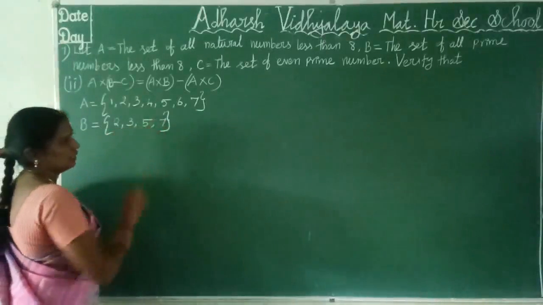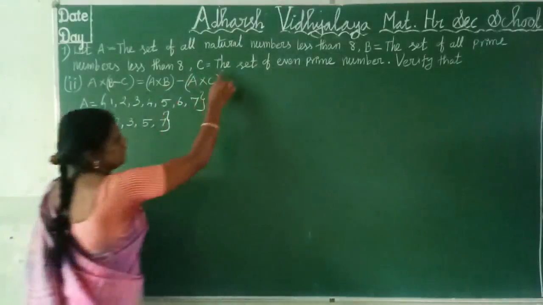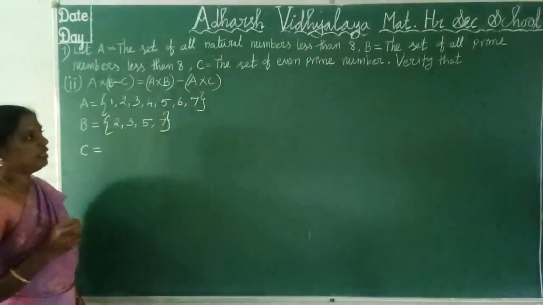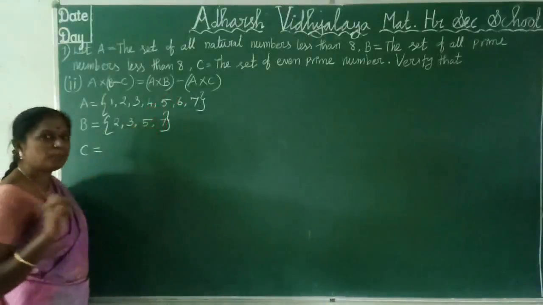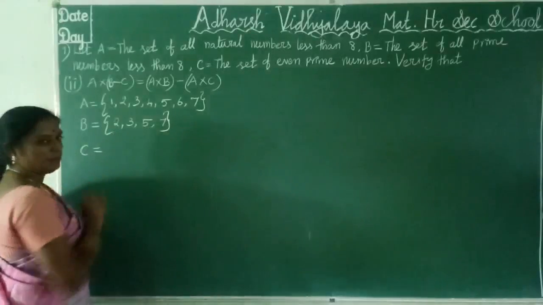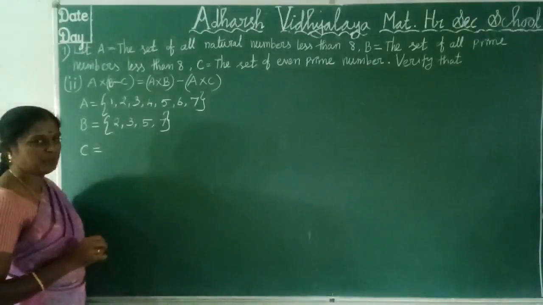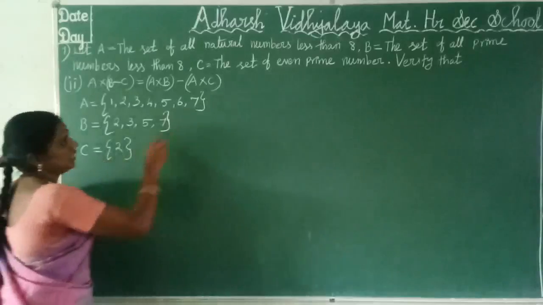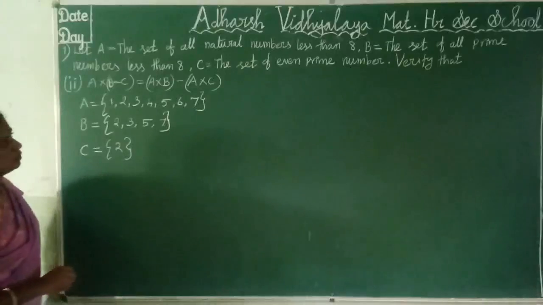The answer is B equal to 2, 3, 5, 7. Third, C is the set of even prime numbers. We considered prime numbers for set B, but C is even prime numbers. How many even prime numbers are there? In the number system there is only one even prime number, that is 2. C answer: the set of even prime numbers is C equal to 2. So now we find that.